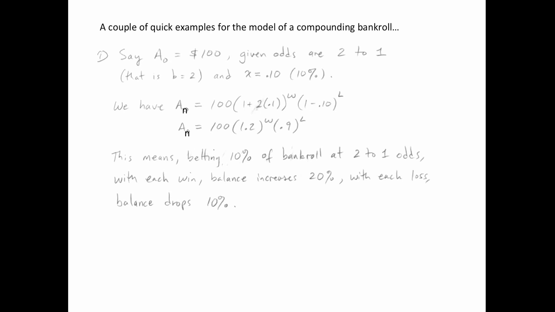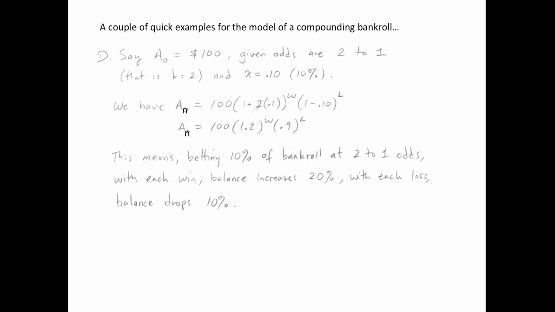So first I want to just explain that bankroll model, and here's a very simple example. Suppose that you had $100 available for wagering. That was your initial bankroll. A sub 0 is $100. You look at a particular event, and the odds are given as 2 to 1. So here the B value is 2. And let's say I'm going to bet 10% of my money, which in this case would be $10.